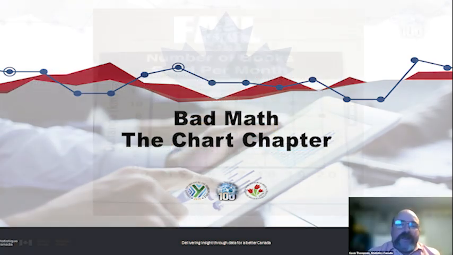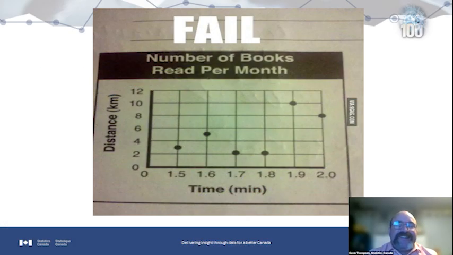Okay, so here's one. Sorry, I laugh at all these. Number of books read per month. And for some reason, they've mislabeled this thing with time and distance. So they probably, hopefully, just got the title wrong and they're not reading a certain distance of books. So I'm not quite sure what they're trying to get at here. I have no idea. But the title is obviously wrong.